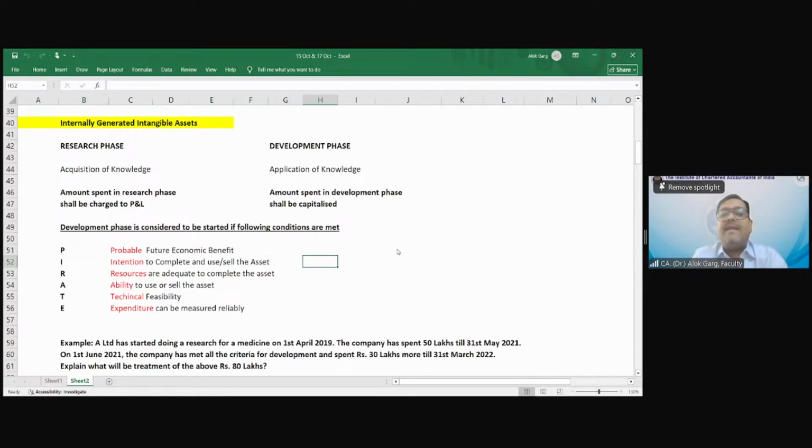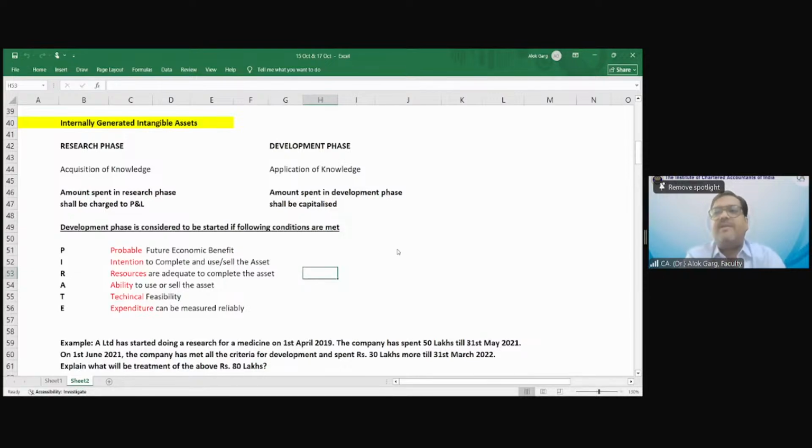Intention to complete and use or sell the asset must be there, right? So future economic benefit is probable, and the entity should have the intention to complete the research, complete the development and to use or sell the asset. Okay, the company should have intention. Resources are adequate to complete the asset.